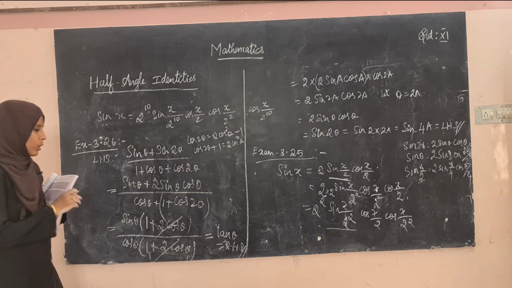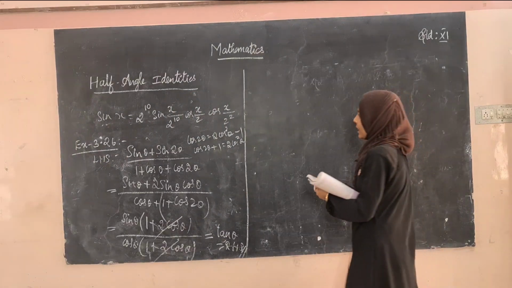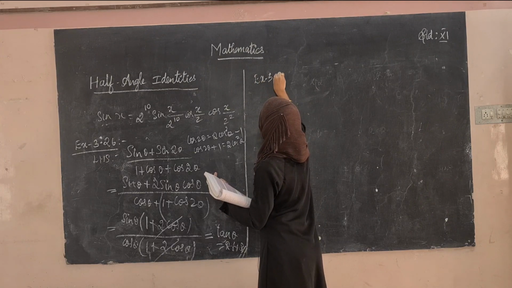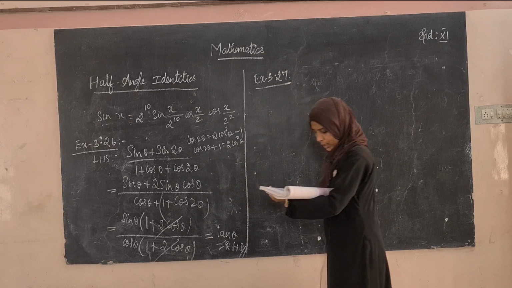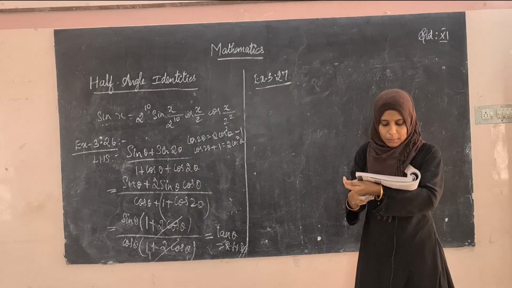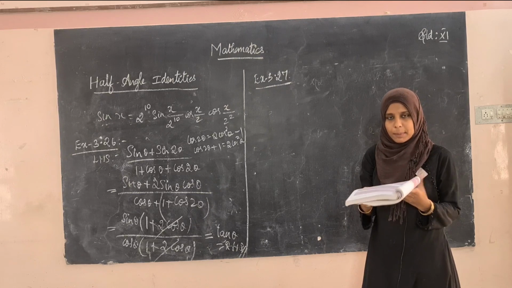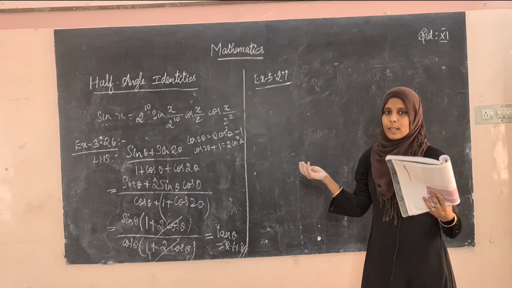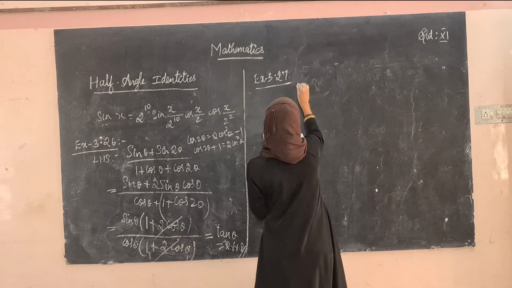Okay, hence proved. Now let us see the next example. Example number 3.27. Okay, so prove that 1 minus 1 by 2 into sin 2x is equal to (sin cube x plus cos cube x) divided by (sin x plus cos x). Okay, so now let us take the right hand side first and let us prove that as the left hand side. Okay, so what is the right hand side given?